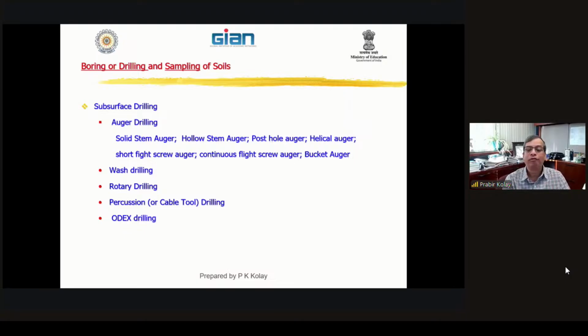So there is auger drilling, and there are different types of auger drilling: solid stem auger, hollow stem auger, post hole auger, helical auger, continuous flight auger. There are so many different types of augers. There is wash drilling also, which people still use. There are rotary drilling, percussion drilling, and Odex drilling. Again, it depends on whether we're drilling only the soil or going through rock. If it's rock, you have to use a different cutting bit so that it can cut the rock.